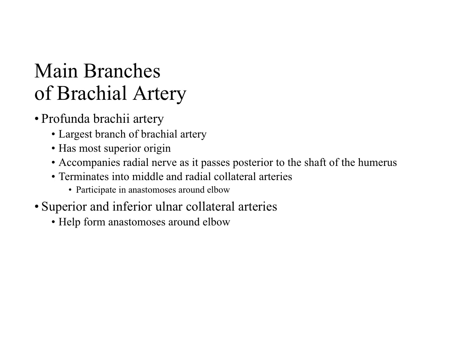The main named branches of the brachial artery that arise from its medial aspect are the deep brachial artery, otherwise known as the profunda brachii artery, and the superior and inferior ulnar collateral arteries. The profunda brachii artery, which is the deep artery of the arm, is the largest branch of the brachial artery and has the most superior origin.